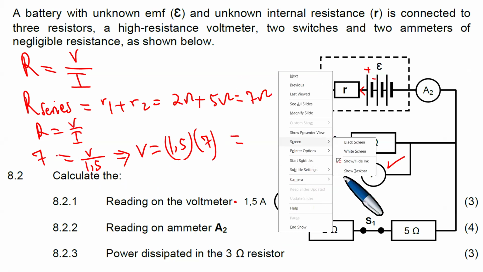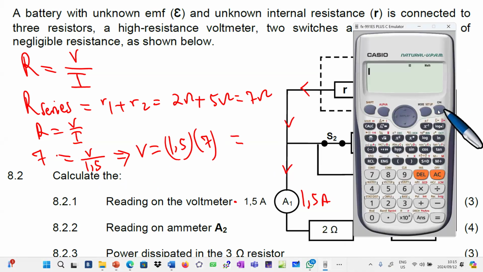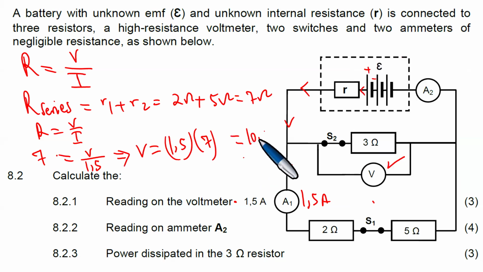Let's launch our calculator. So you have 1.5 times 7, which is 10.5. 10.5 volts. Any question?